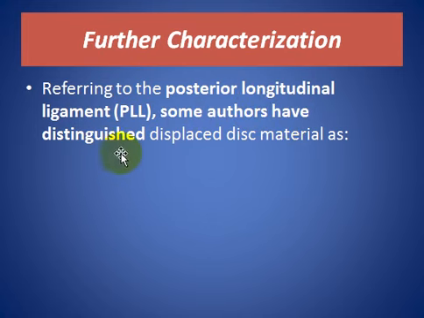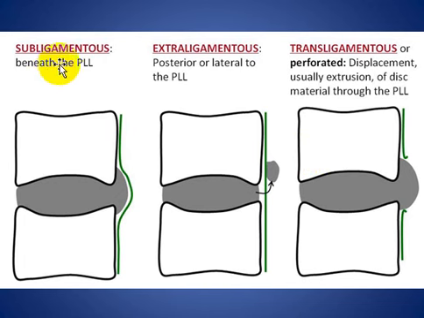Some authors have distinguished displaced disc material as subligamentous, beneath the posterior longitudinal ligament, or extraligamentous, posterior and lateral to the posterior longitudinal ligament, or transligamentous or perforated displacement, usually extrusion of the disc material through the posterior longitudinal ligament.